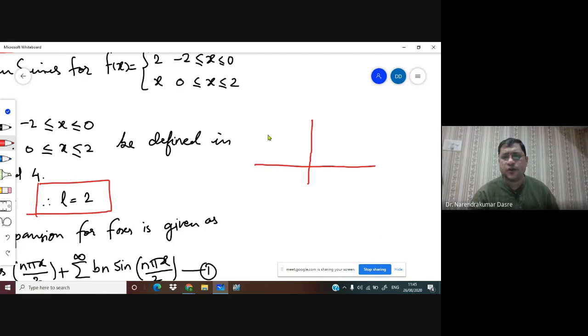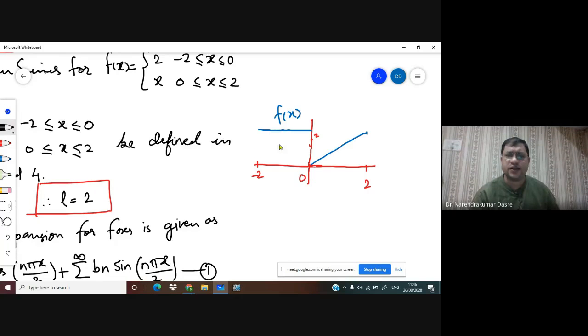So this function is 2 from minus 2 to 0, and then from 0 to 2 it is this. So this value is 2. This is your f of x. I'll use another color. So we have the function from 0 to 2, and here it will be like this. So this is f of x: from minus 2 to 0 it is 2, and from 0 to 2 it is going to be x. A simple function, and now you can see 0 is a point of discontinuity.